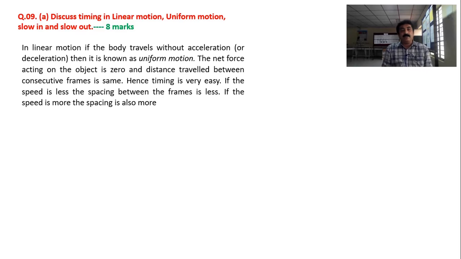Here is the answer. First you define what is linear motion. Any object which is moving in a straight line is called linear motion, and during the motion the body may travel uniformly or non-uniformly. Motion is uniform only when the acceleration is 0, that means velocity is constant. It is non-uniform when the velocity is variable, that means there is acceleration, constant acceleration, of course.